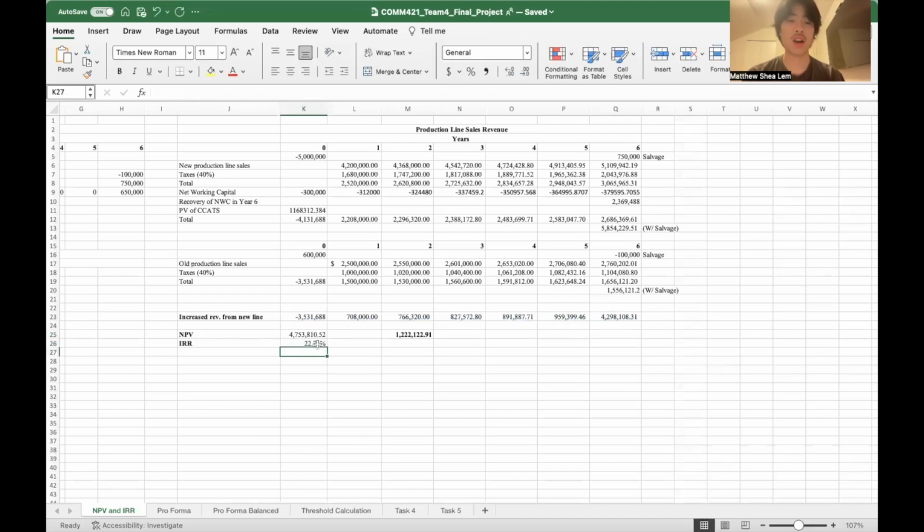And because the IRR was greater than the required rate of return of 14%, which was the company's WACC because they were unlevered, and the NPV was positive, we can conclude that the company should pursue replacing this old production line with a new production line.